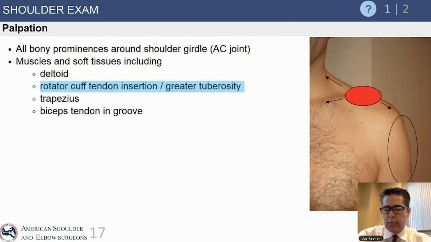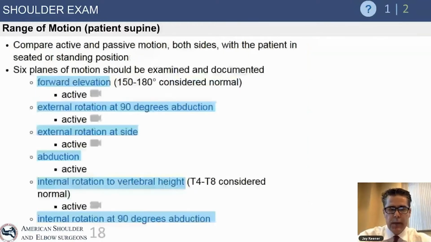So it's important to remember to palpate on your physical exam. Palpate the greater tuberosity, the acromion, the AC joint. They can clue you into the pain generators. Range of motion exam is critical in the shoulder.